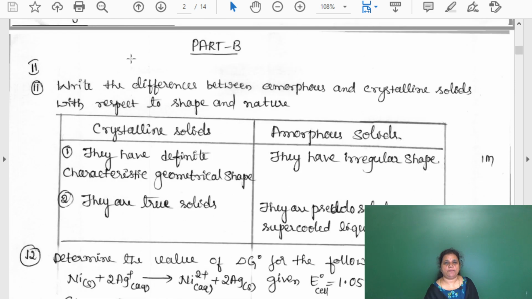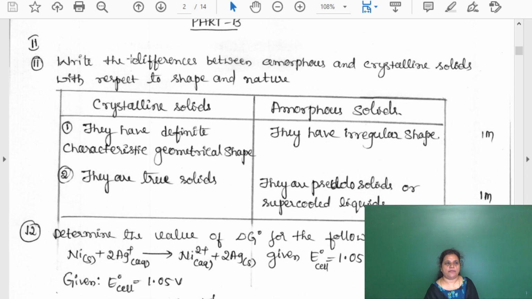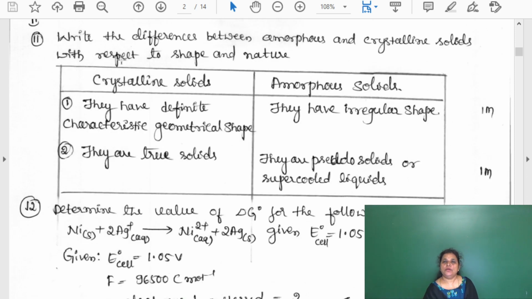Now move on to the part B. In part B, the questions carry 2 marks. Write the differences between amorphous and crystalline solids with respect to shape and nature. You have to write the differences only with respect to shape and nature. Crystalline solid and amorphous solid, each difference carries 1 mark.